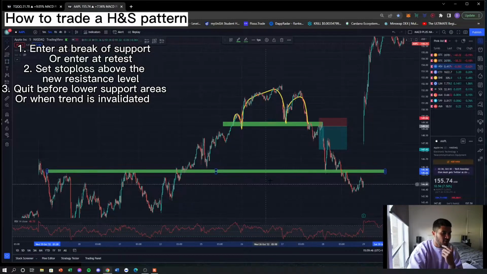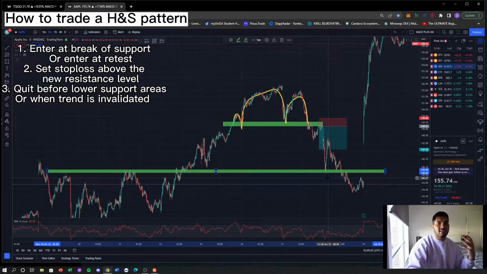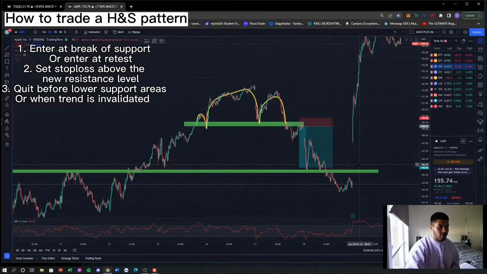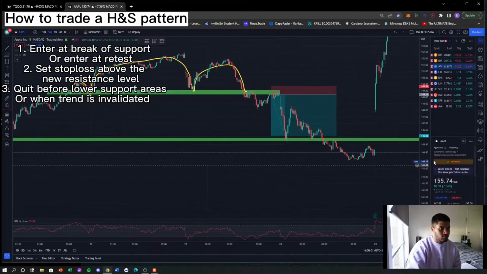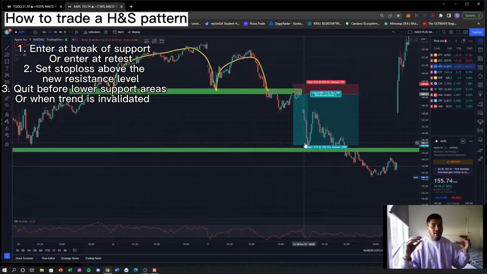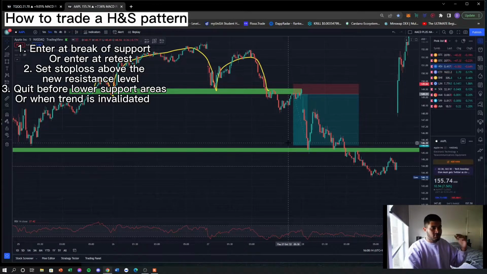This is where I could have exited, or I can wait until the trade goes against my trend. So what I want is a downtrend. One area that I can quit is somewhere around here, which is not exactly on that level of support, but above that area of support. So I would trade somewhere around here. That's what I would do.